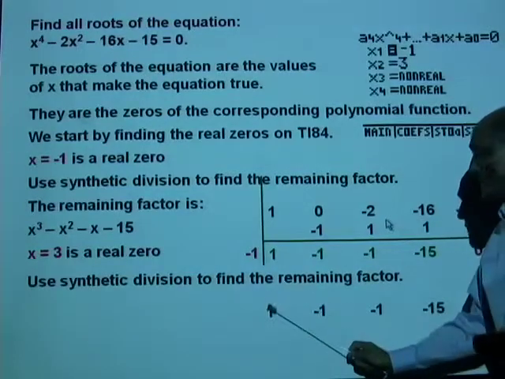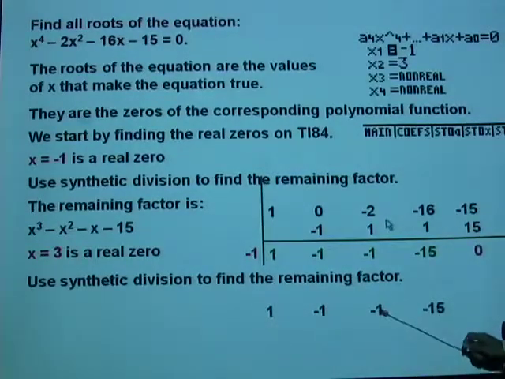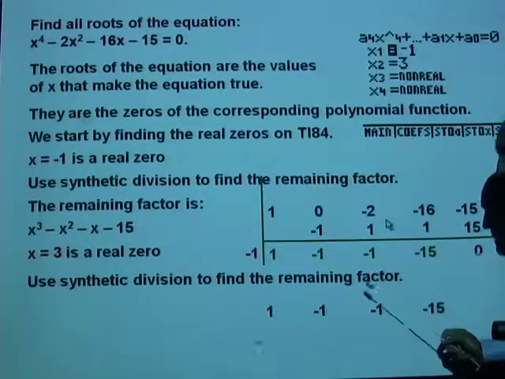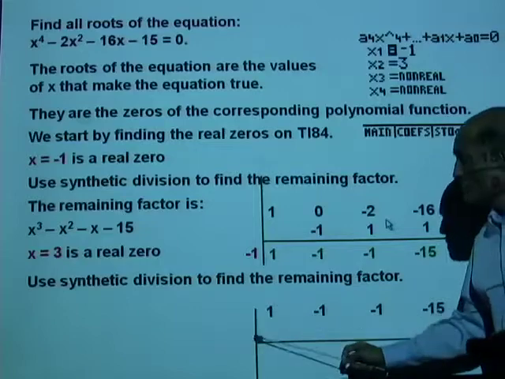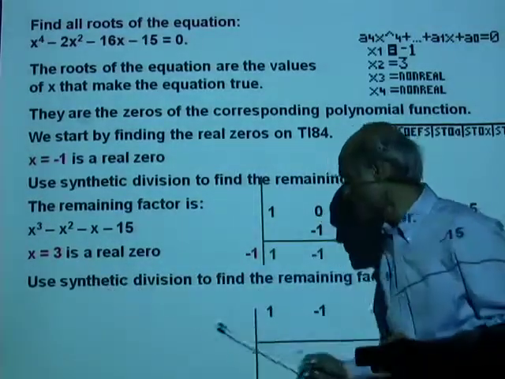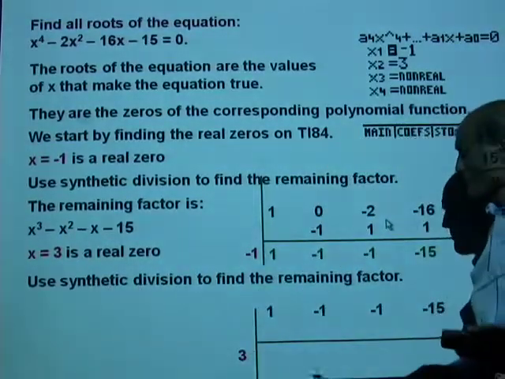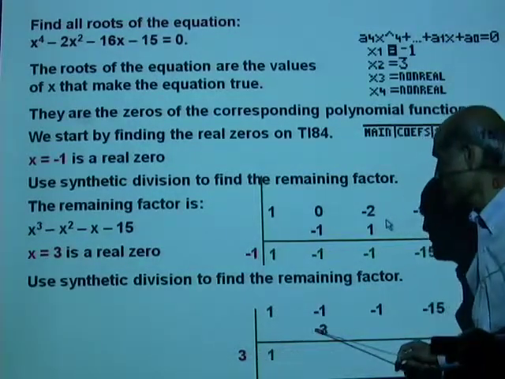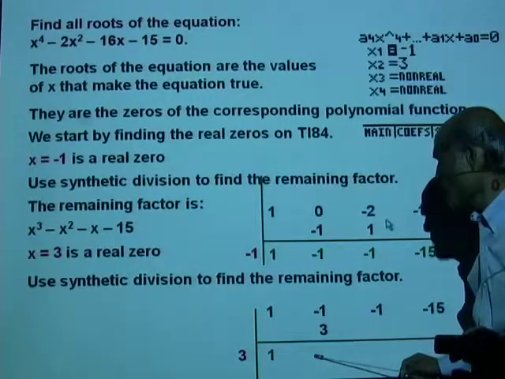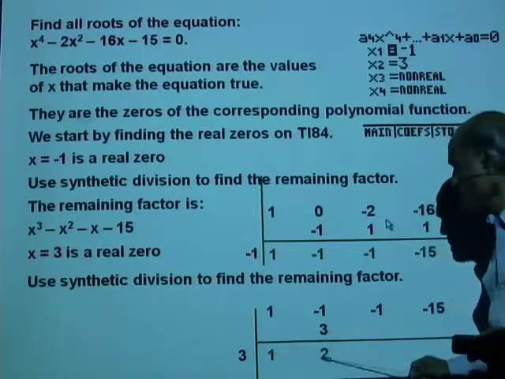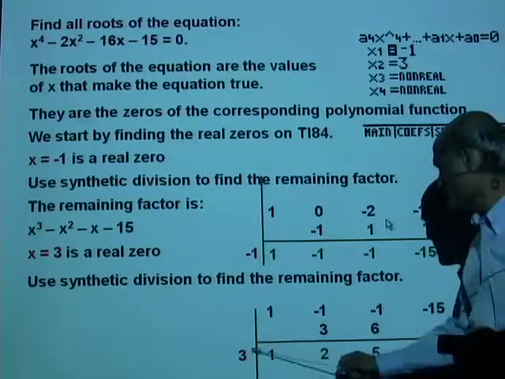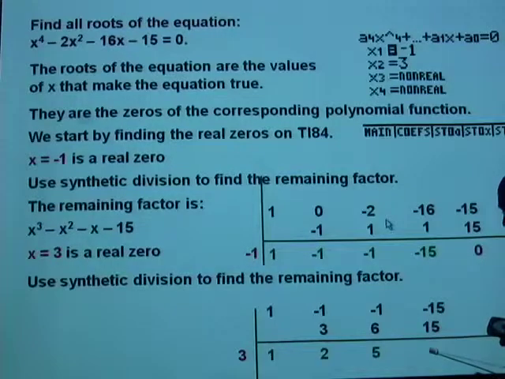Let's do that. That'll be 1, negative 1, negative 1, negative 15. Those are the coefficients here. And now horizontal line, vertical line, x equal to 3 is a zero. There we go. Bring down the 1. 1 times 3 is 3. 3 plus negative 1 is 2. 2 times 3 is 6. That will be 5. 5 times 3 is 15. And that is 0.